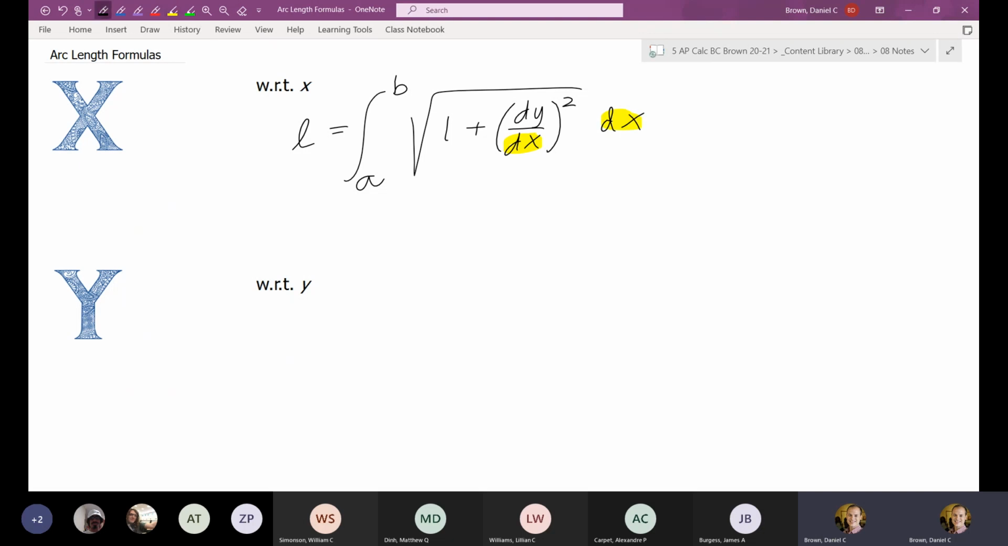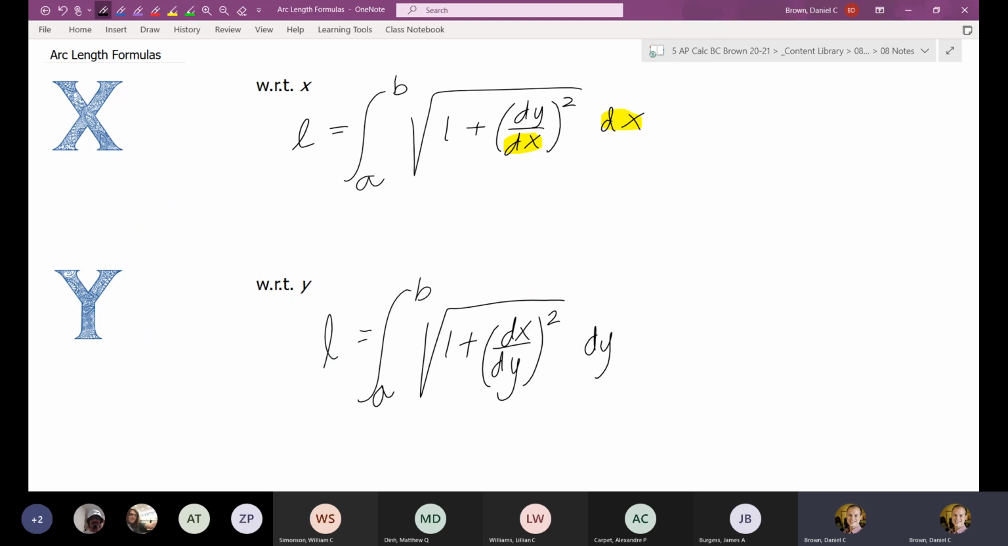If you're doing this in terms of dy, still from a to b, the square root of 1 plus dx over dy squared. And again, what matches? dy and dy.